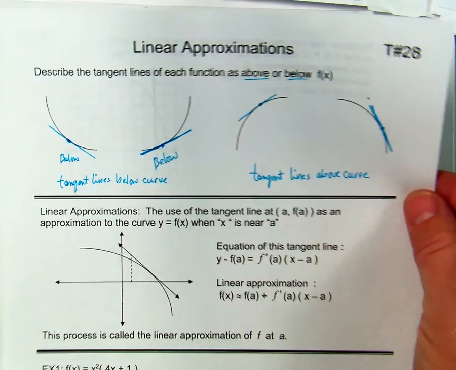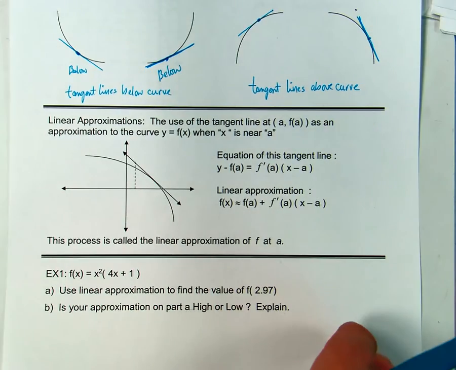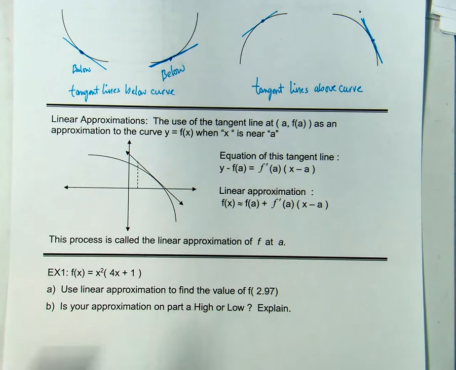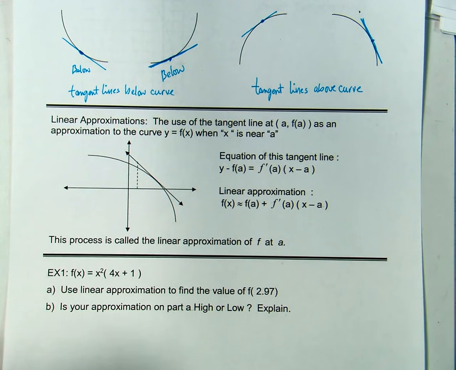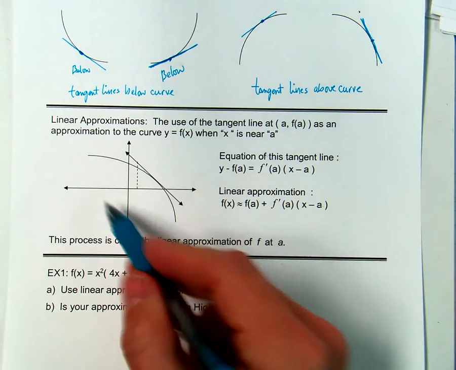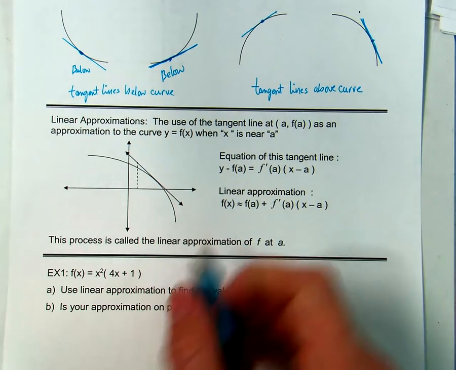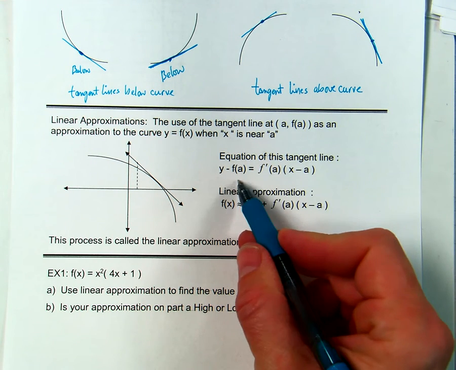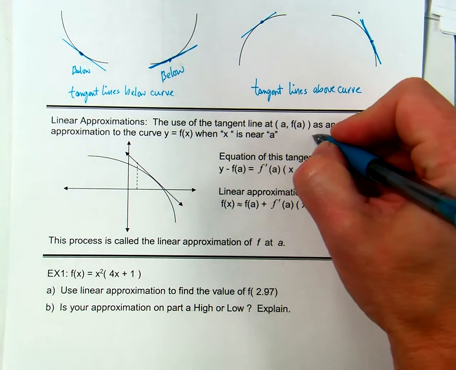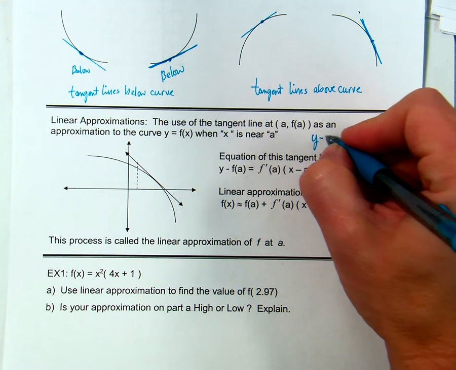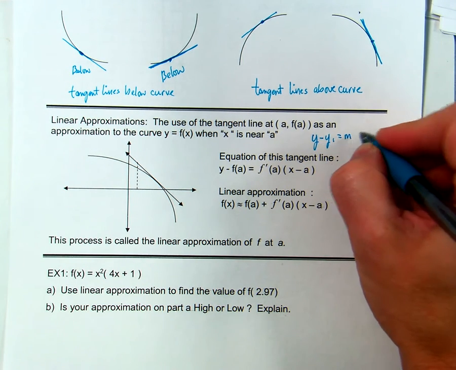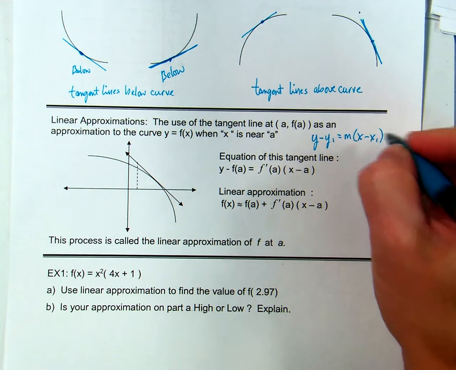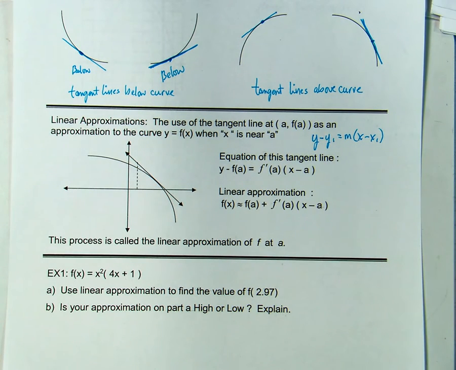All right, and this goes on to kind of explain that here. Linear approximations. The use of the tangent line at f of a as an approximation to the curve y equals f of x when x is near a can be explained in this right here. You've got the equation of the tangent line is going to be this. Y minus, and if you look at this, this looks very much like our point slope form. Y minus y1 equals m times x minus x1. Does that look familiar to you? This is our point slope form.